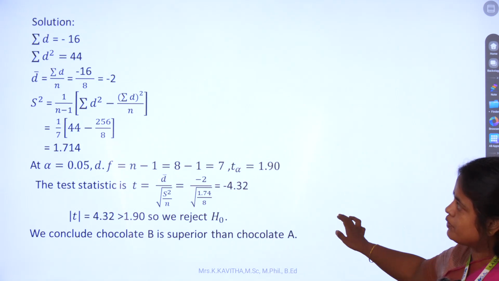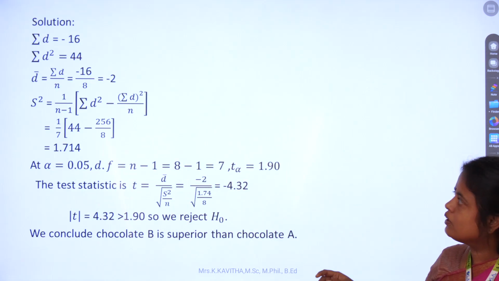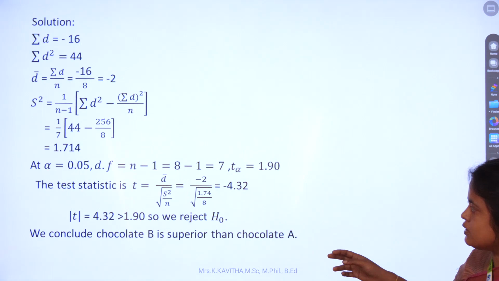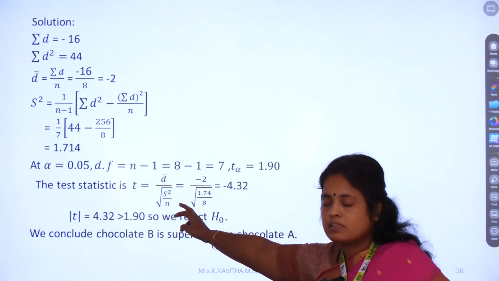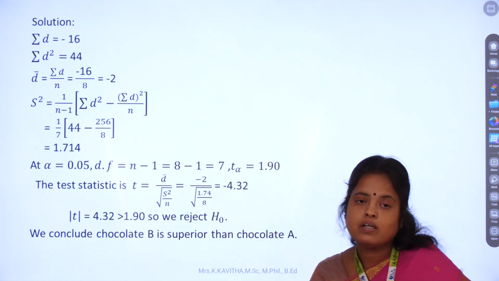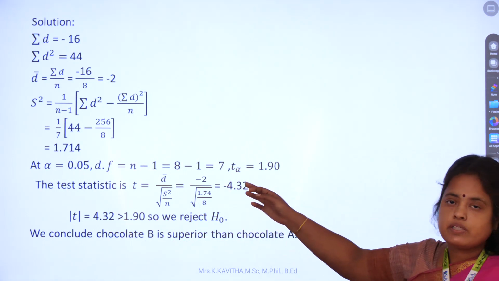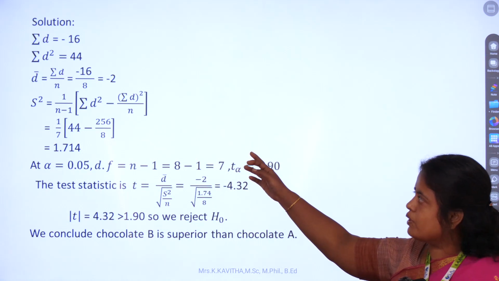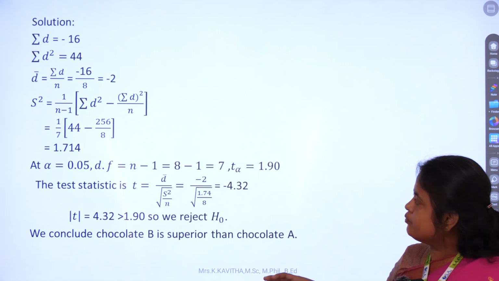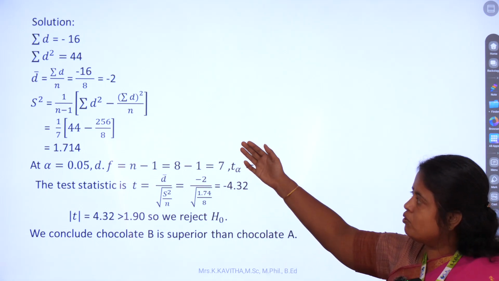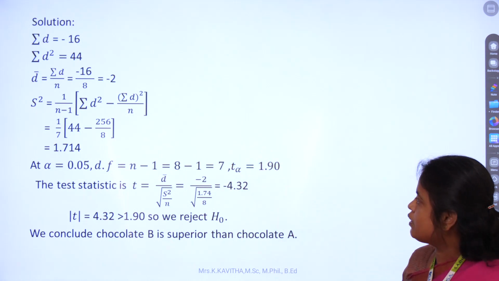We have to sum up the d and the sum of d square. The test statistic for paired t-test is t equal to d bar by root of s square by n, where s square equal to 1 by n minus 1 times summation d square minus summation d the whole square by n. D bar, already we know how to calculate the average: d bar equal to summation d by n.